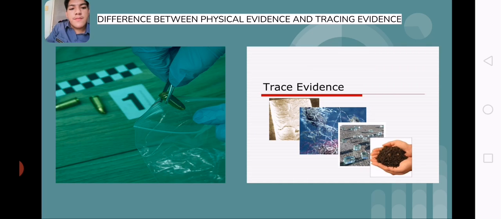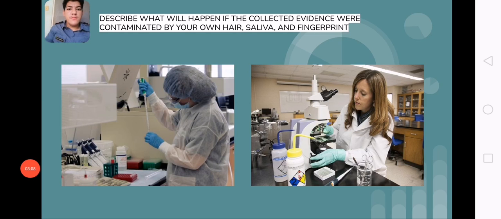Next is the differences between physical evidence and trace evidence. Physical evidence: to analyze physical evidence, forensic chemistry draws on chemistry principles and concepts. Investigating the physical and chemical properties of some substances is central to forensic chemistry. Without an appreciation of these properties and the scientific method, forensic chemistry would not be possible.